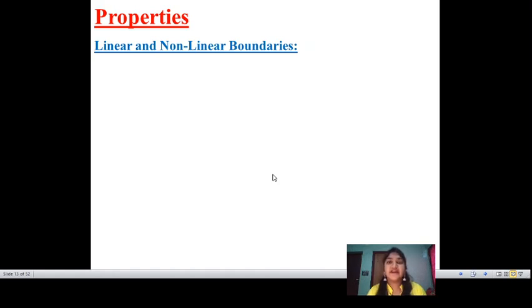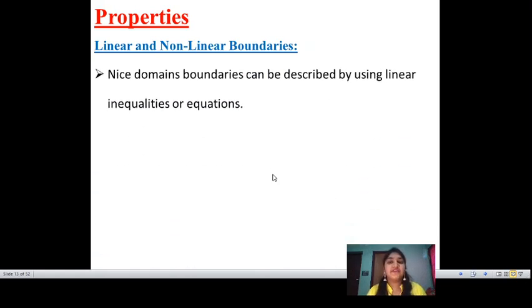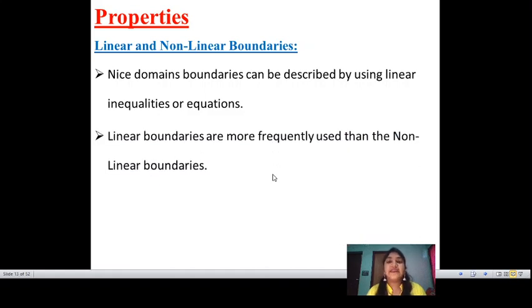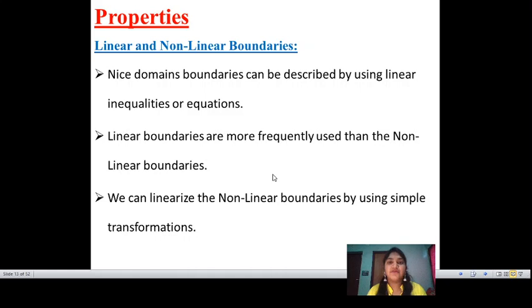Linear means a sequence, such as a sequence of instructions or a sequence of statements. Nice domain boundaries can be described by using linear inequalities or equations. Linear boundaries are used more frequently than non-linear boundaries. Compared to non-linear boundaries, linear boundaries give the best results, as it is a nice domain. We can linearize the non-linear boundaries by using a simple transformation. If we perform a transformation on the non-linear boundaries, it converts them into linear boundaries, which is a linearized transformation. When testing is applied on that linearized transformation, it gives better results than on the non-linear boundaries.